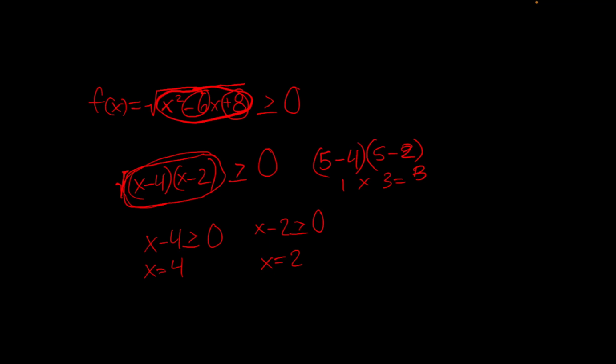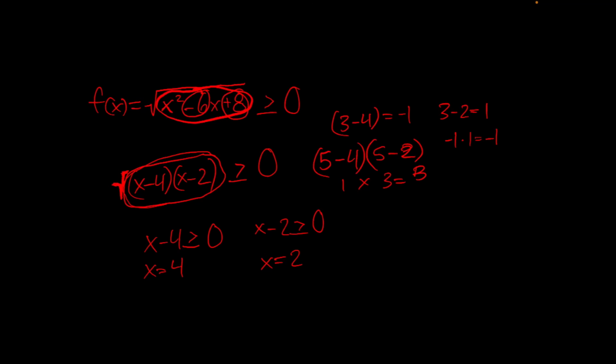And let's try something between 2 and 4. Let's try 3. Well, 3 minus 4 equals negative 1, and 3 minus 2 equals 1, and negative 1 times 1 equals negative 1. But if you remember we have a square root sign, you'll know that we can't take the square root of a negative number, so we aren't going to be including any numbers between 4 and 2.